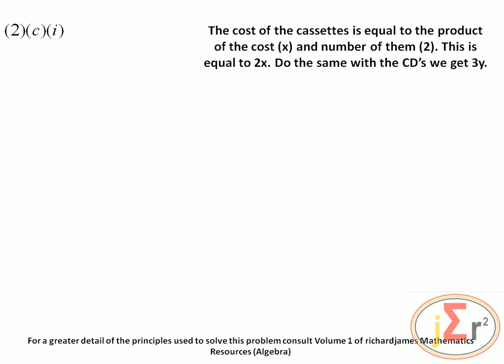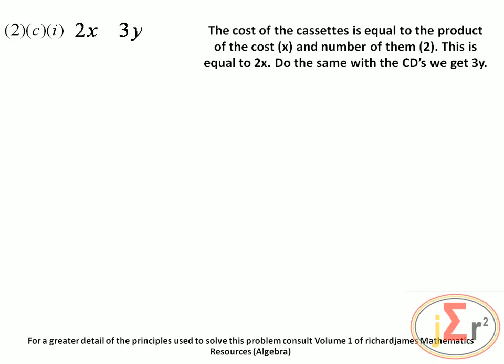The statement says 2 cassettes and 3 CDs cost $175, while 4 cassettes and 1 CD cost $125. So, what do we do? The cost of all the cassettes will be equal to the product of the cost, and the cost is x, and the number of them. So we are going to multiply the cost by the number of them. And of course, we are going to do the same thing with the CDs: multiply the cost of the CDs by the number of them.